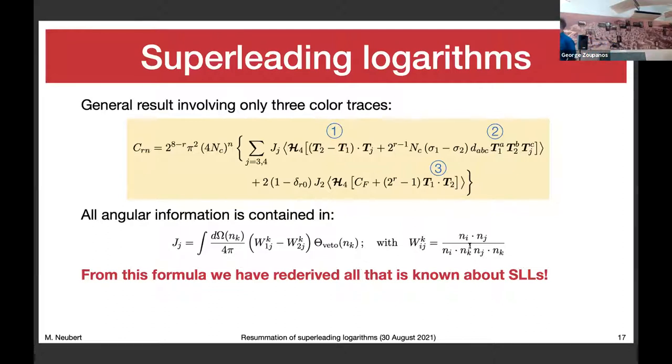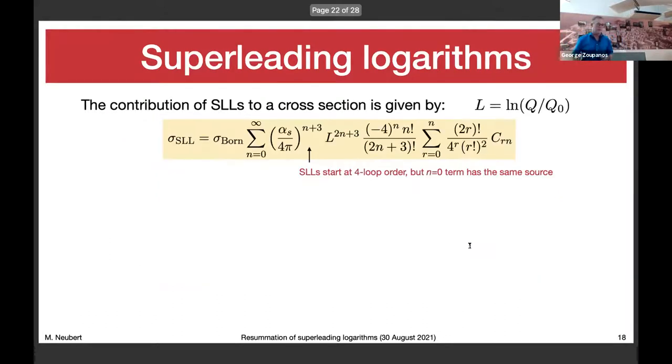There are some quantities J here, which are simple angular integrals. They carry the dependence on the rapidity gap. From this formula, we have reproduced everything that is known in the literature on superleading logs. So all the calculations that existed, we have basically checked this formula by reproducing everything that is known. But we can do all processes now using this formula. It's completely general.